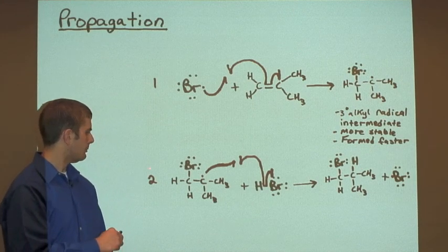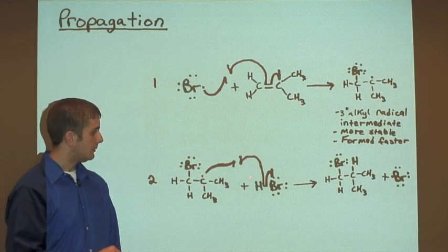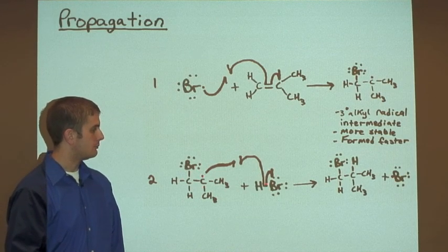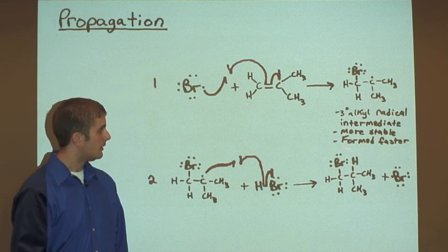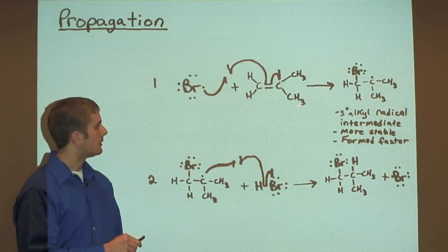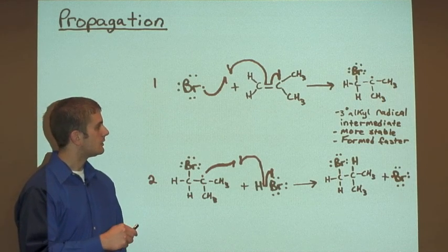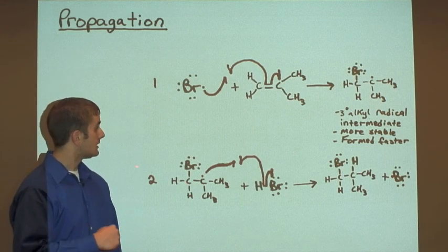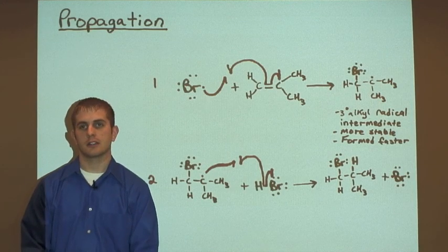In the second step of propagation, this faster formed radical intermediate abstracts a hydrogen atom from hydrogen bromide to form the addition product and a bromine radical. This bromine radical replaces the bromine radical consumed during the first step of propagation. This sets the stage for a radical chain reaction, and these propagation steps cycle many times over, and with each cycle, more product is formed.